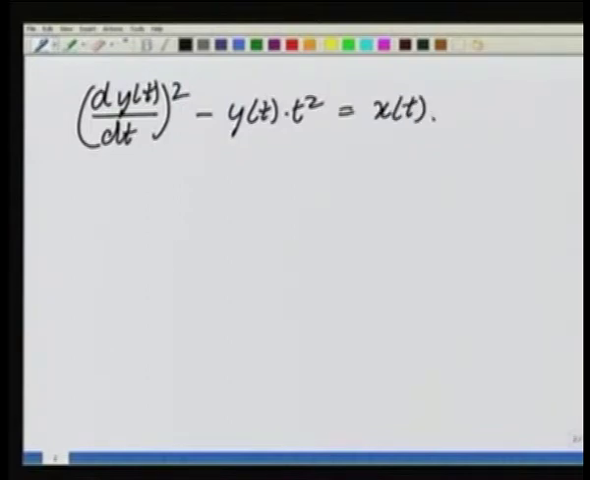Here we have just the first derivative and the 0th derivative y(t). y(t) also is multiplied by a function of time. So, these are examples of a general differential equation, and our interest in differential equations is to solve them.